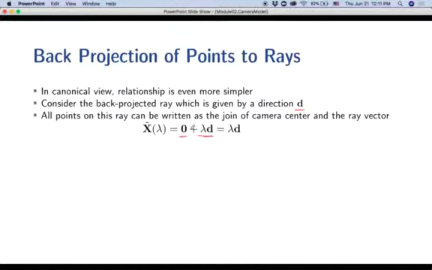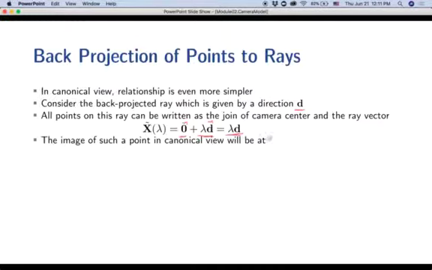Because I'm in the canonical view now, and in the canonical view, the camera center is at the origin. So really, if I've been careful, I should have written 0 tilde and D tilde, because I'm not writing them as 4 vectors, I'm writing them as 3 vectors. So x tilde, well, I put the tilde here, so at least that tells you that I'm working with 3 vectors. X tilde lambda is 0 plus lambda D, which is, well, 0 doesn't really do anything, so it's just lambda D. Okay, so those are points along the back projected ray.